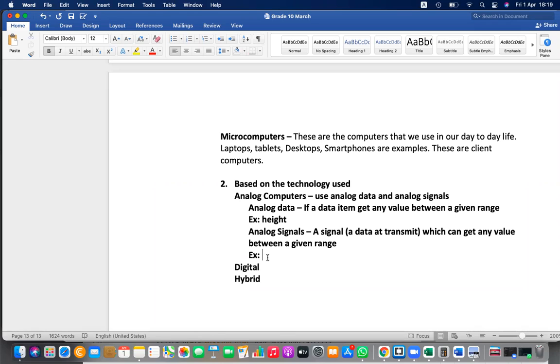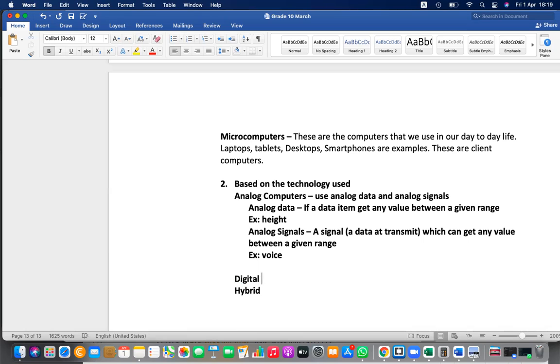Example, you can say voice. Voice is data that is transmitted. Voice is data that travels. It can have any value; the human hearable range is 20 to 20,000 hertz. So it can take any value between that given range.